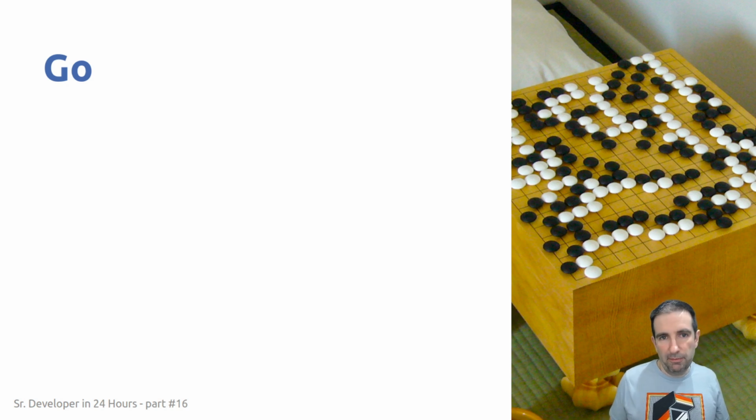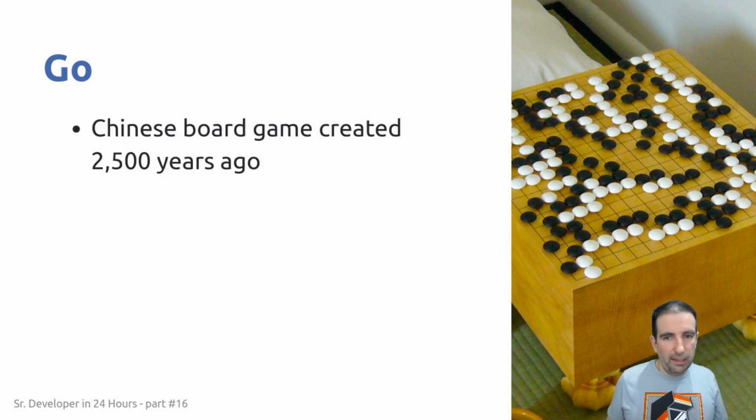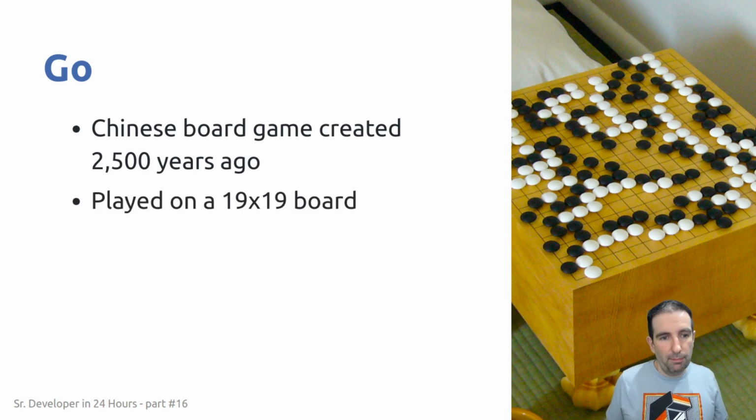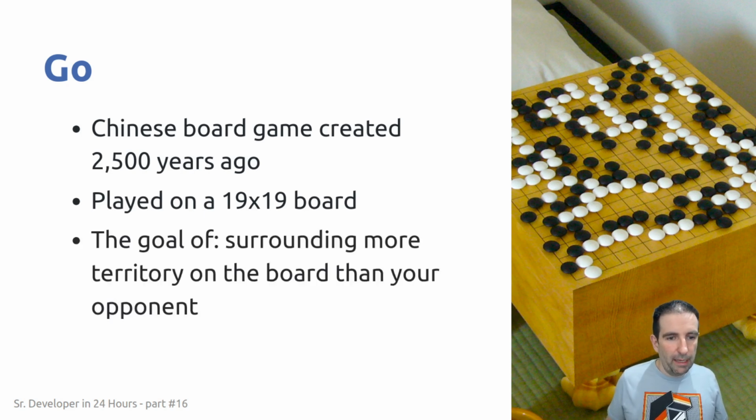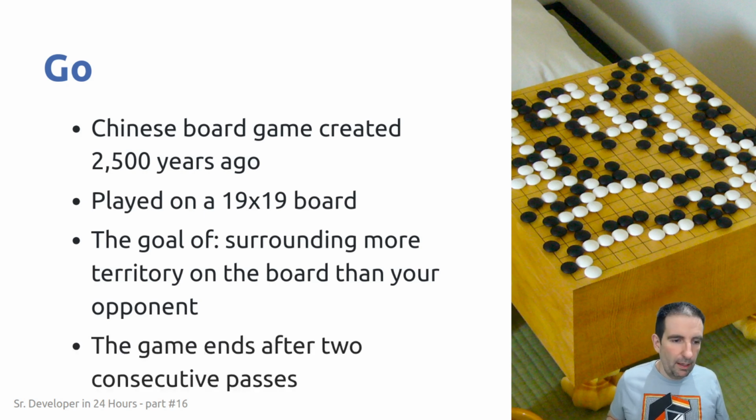Now, some of you might not be familiar with Go, but it is a Chinese board game that was created over 2,500 years ago. So, it has a very long history. It is played on a board that is 19 by 19 spaces, which is, again, significantly bigger than chess. And the goal of the game is surrounding more territory of the board than your opponent. And the game ends after 2 consecutive passes. And this becomes a little bit more important as we go through this conversation, but keep that in mind.